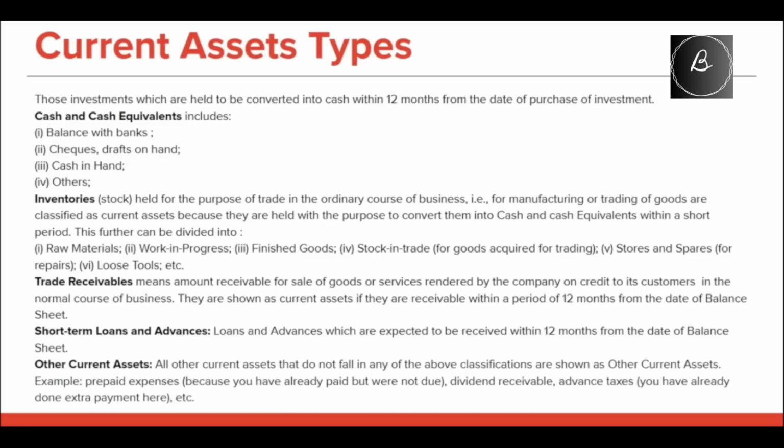All other current assets that do not fall in any of the above classifications are shown as other current assets. Examples include prepaid expenses, because you have already paid but were not due, dividend receivable, advanced taxes that you have already done extra payment for, etc.